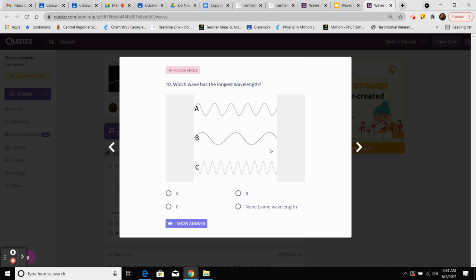Which one of these guys here has the longest wavelength? Yeah, the one that has the most distance between its parts. Okay, well, which one has the highest frequency or the largest frequency? Yeah, the one where there's the most. C.